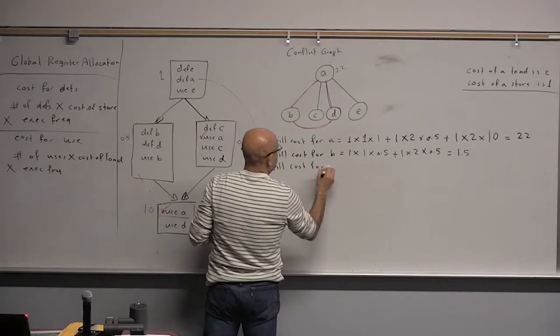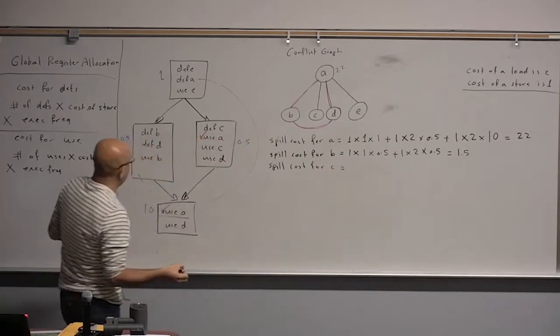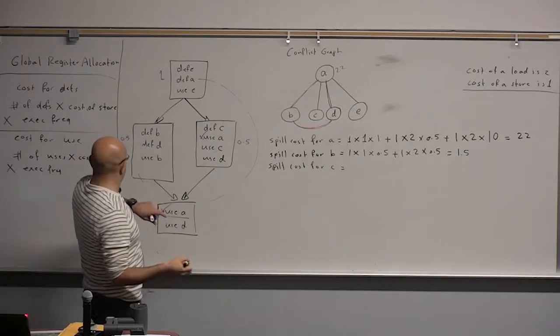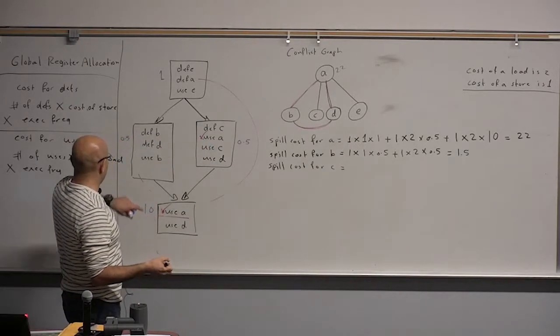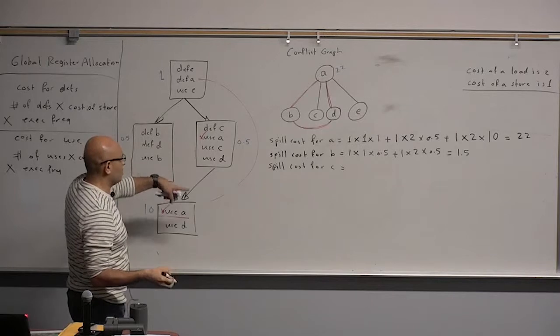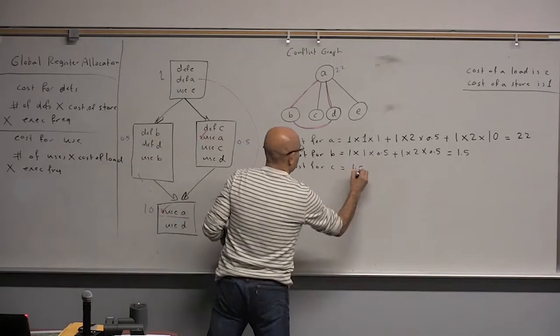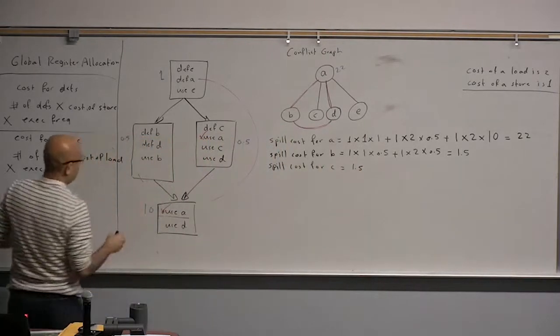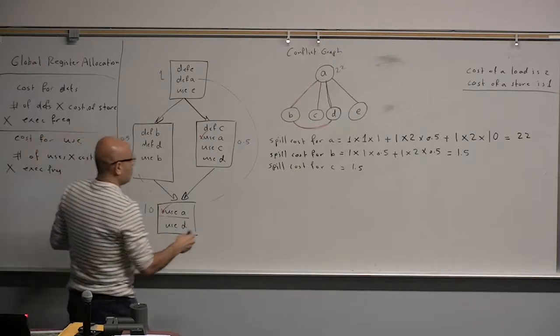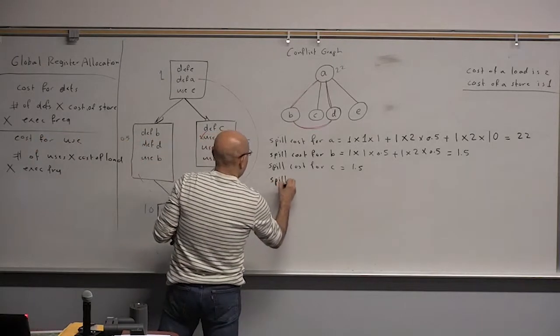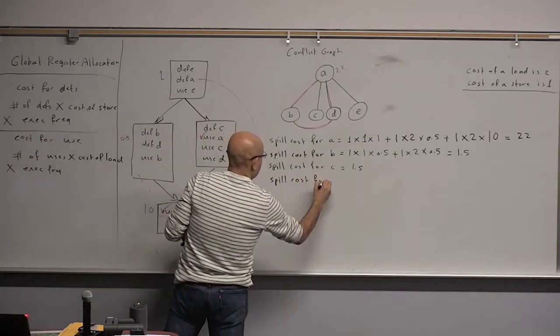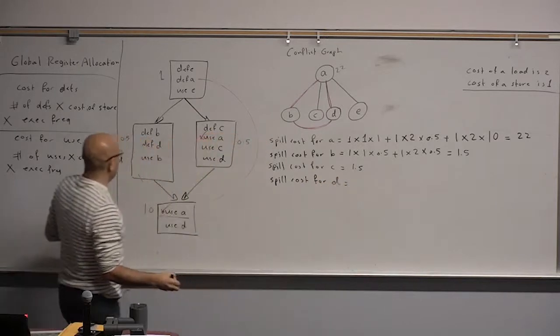Spill cost for C is going to be the same as B, right? So there is a definition and there is a use. So it's going to be 1.5 because it's the same as B. Spill cost for D.